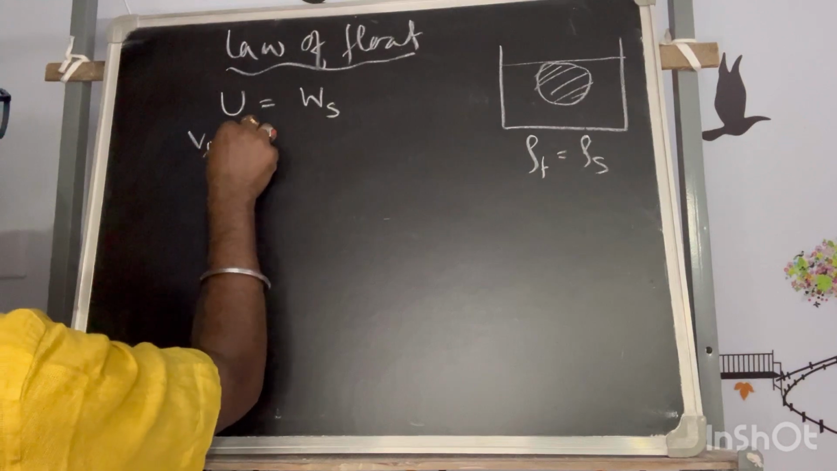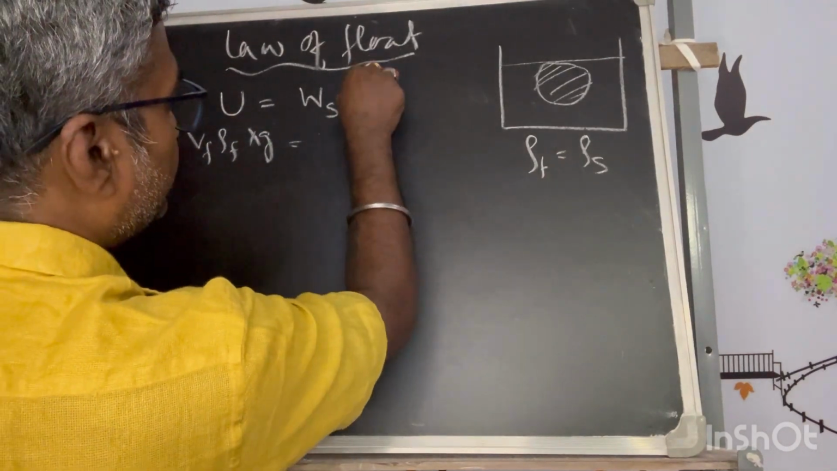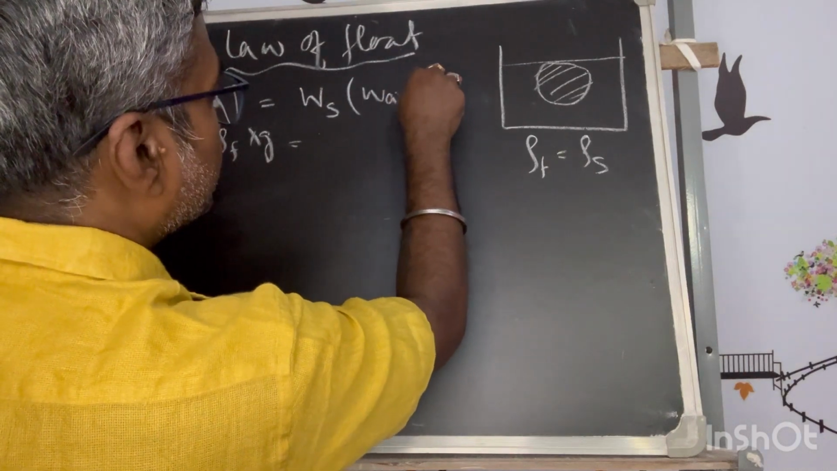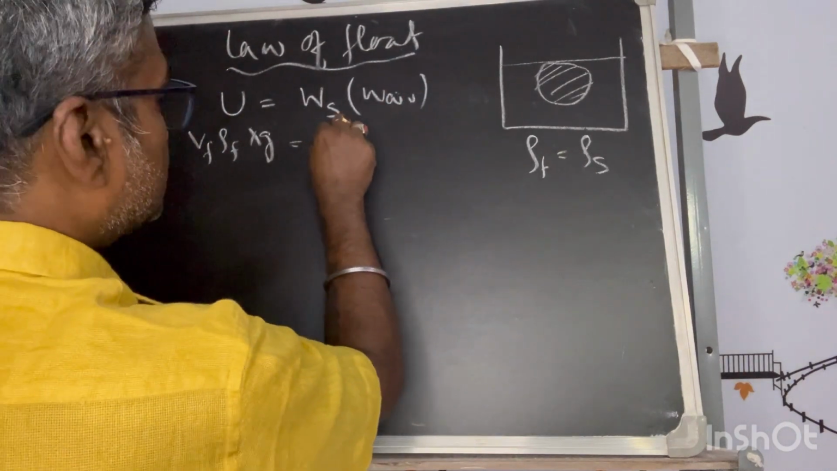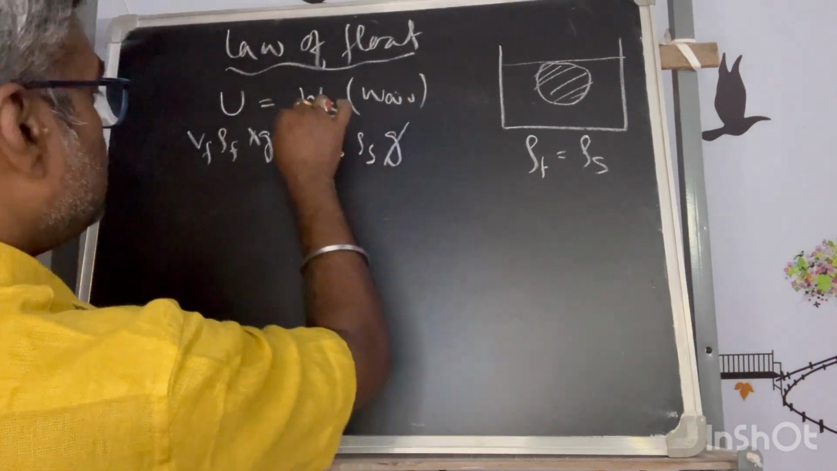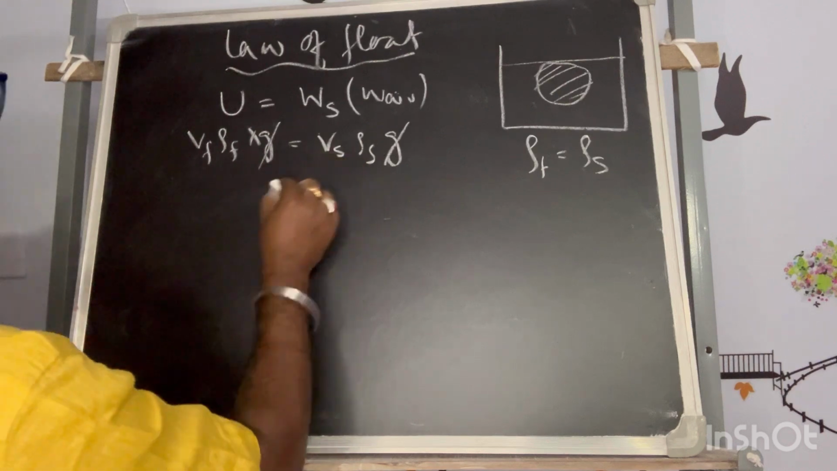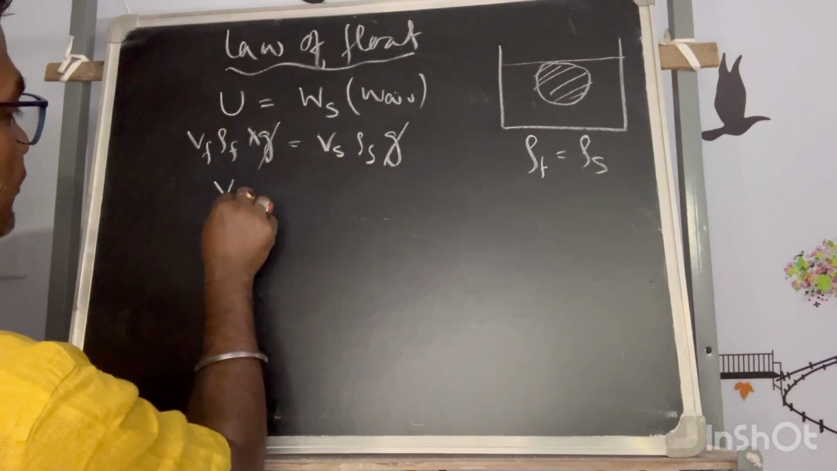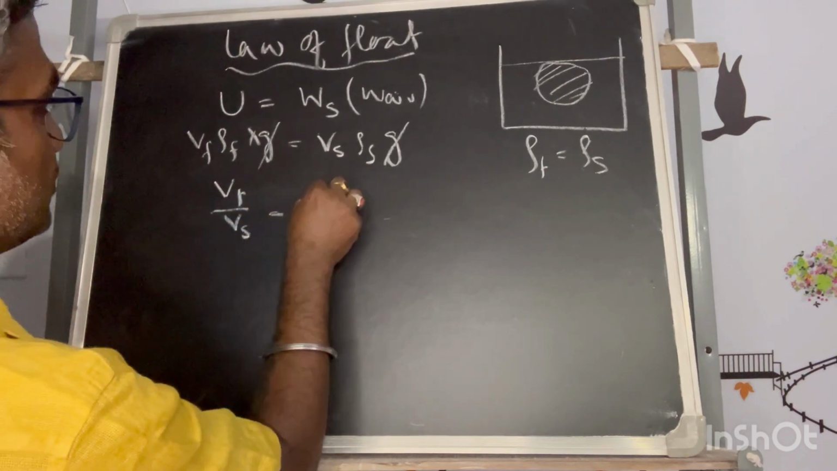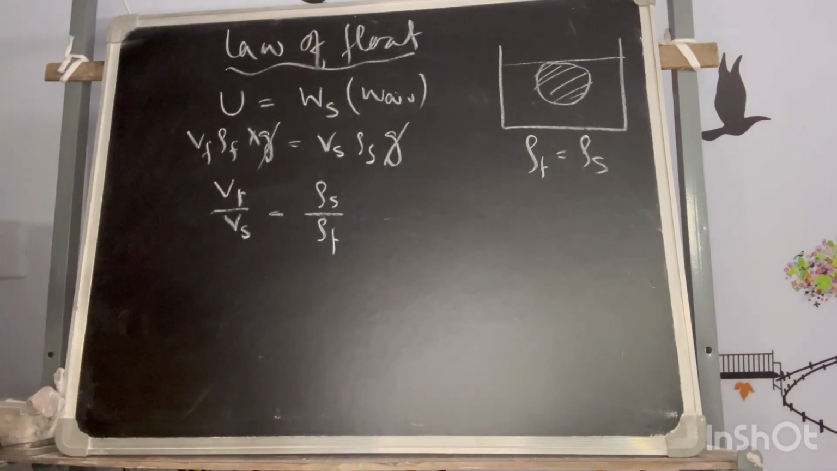So upthrust is equal to Vf rho f into g, and the weight of the solid in air, which we have represented earlier, is Vs rho s into g. So g is a value applicable for all the cases, so g can cancel out. So Vf by Vs is equal to rho s by rho f. So this is the condition of float.